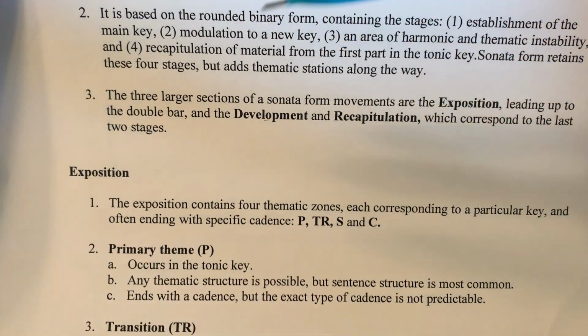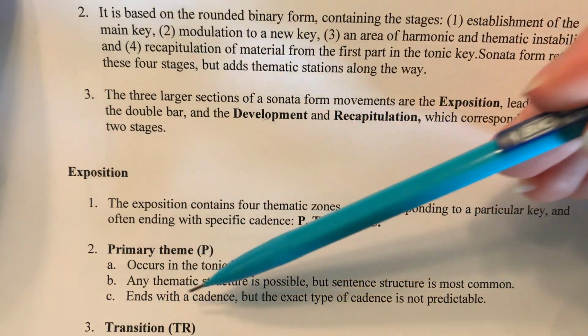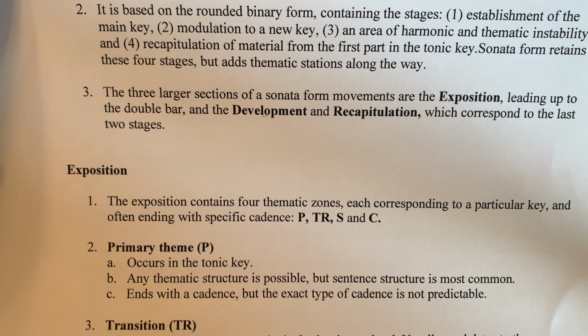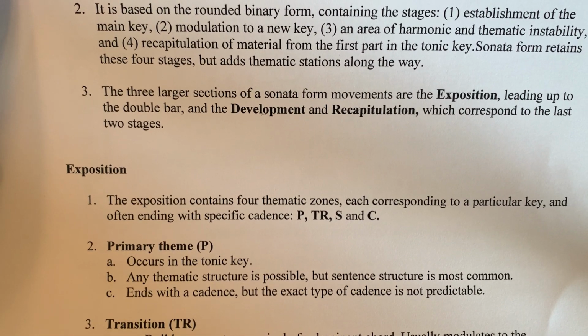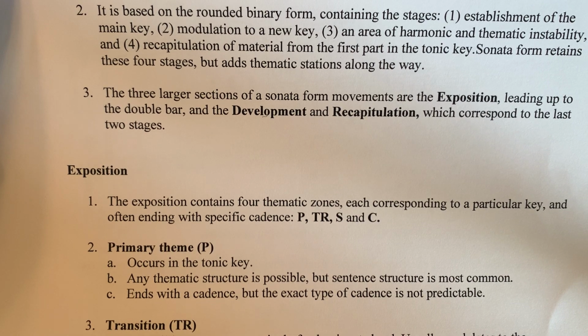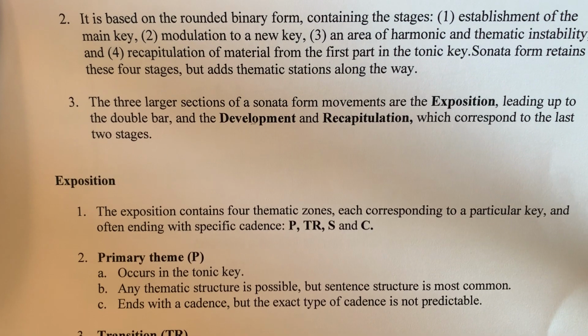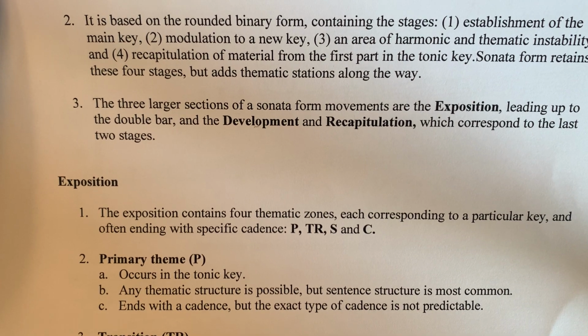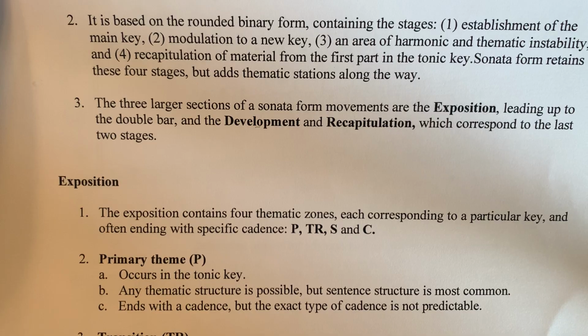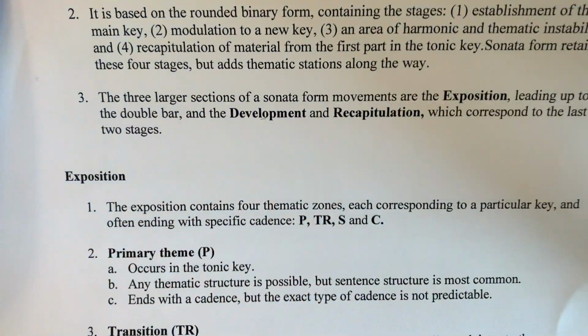Now, the primary theme, this is going to be true for every area: there always needs to be some sort of cadence that ends each thematic area. The primary theme is unique in that we don't know what type of cadence it's going to be. It could be a PAC, that would be a tonally closed primary theme, or it could be a half cadence. The important thing is that some sort of cadence has to happen before you ever move on to another section.